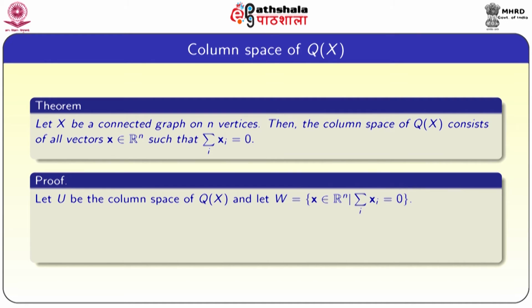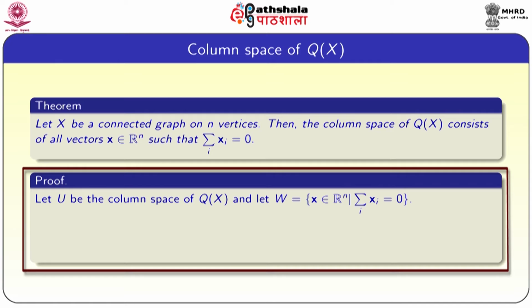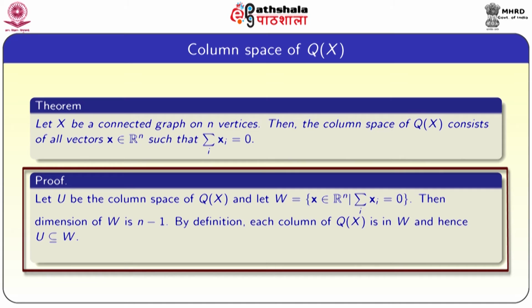Proof: let U be the column space of Q(X). Let W equal the set of x belonging to R^n such that the summation of xi is equal to 0. Then the dimension of W is n minus 1. By definition, each column of Q(X) is in W. Hence, U is contained in W.